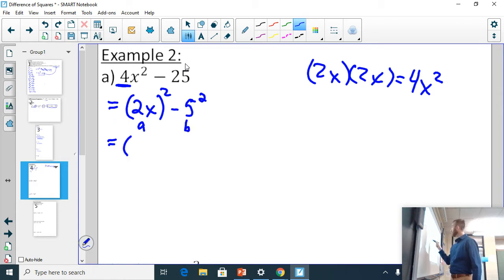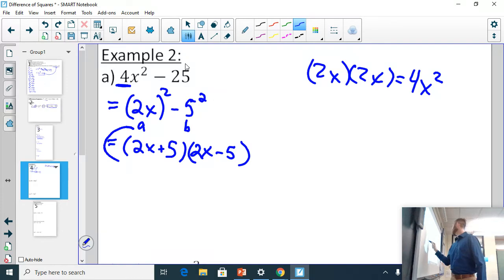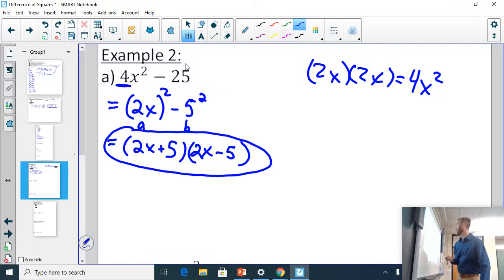So then a plus b would be a, which is 2x, plus b, which is 5. And then a minus b, a is 2x, and then minus b, and then b is 5 in this case. So that would be our answer. Same idea, except now we're kind of dealing with this little coefficient in front of an x squared.